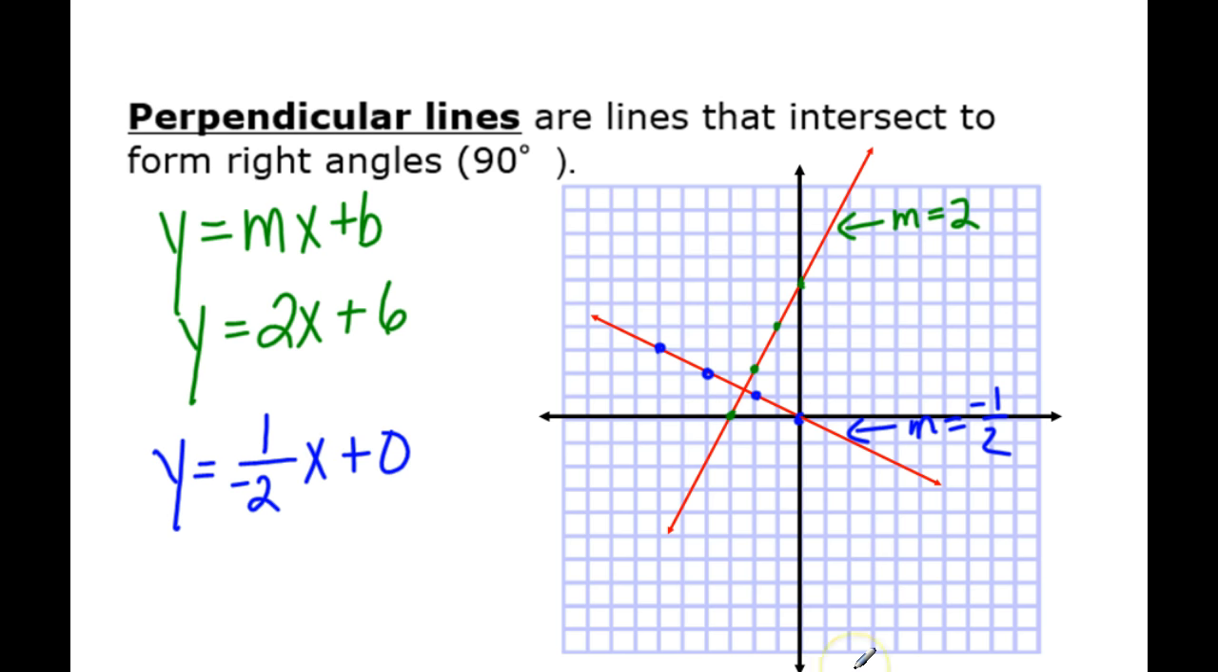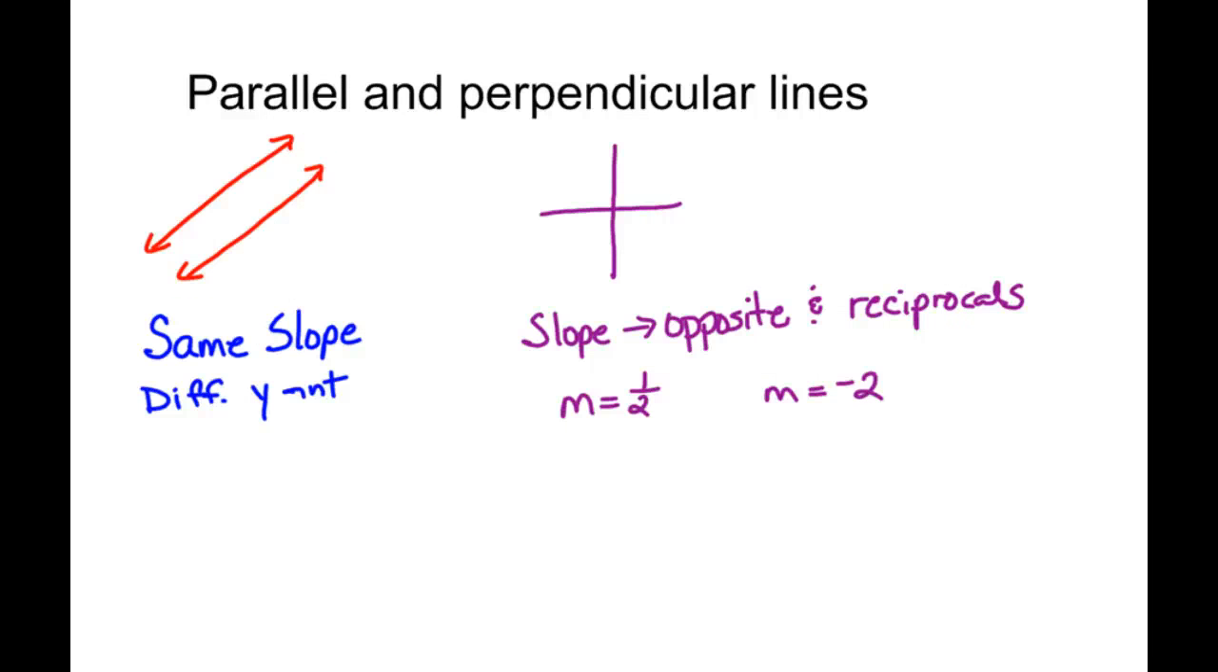What do you notice about these two slopes? Well, they look similar, but not exactly the same. In fact, they look like they are the opposite sign. One's positive, one's negative, and they're also reciprocals. So we can determine that perpendicular lines have slopes that are opposite reciprocals. So here it is all together for us. Parallel lines have the same slope, different y-intercepts. Perpendicular lines have slopes that are opposites and reciprocals.